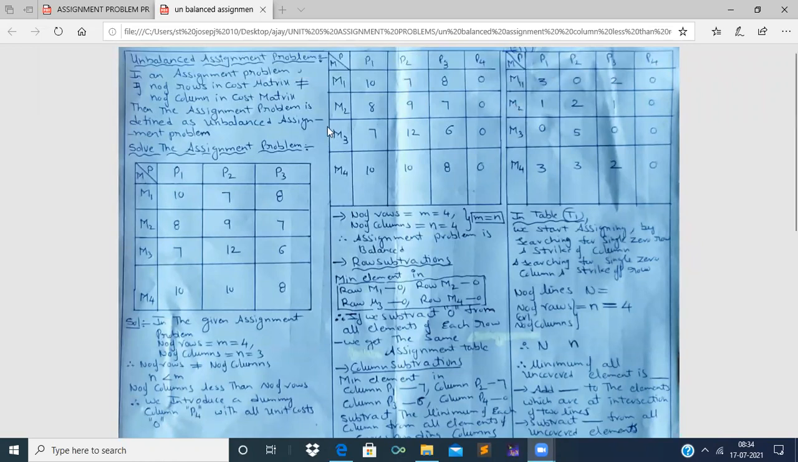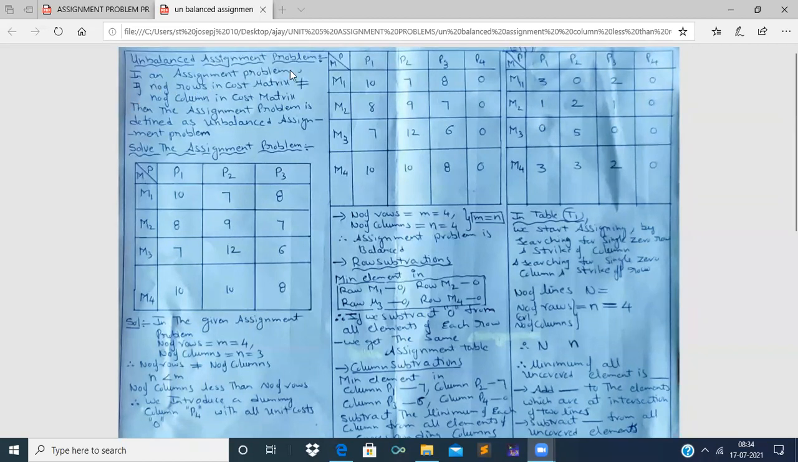Okay, children. Today let us discuss the problem which is the unbalanced assignment problem, where the number of columns is lesser than the number of rows. Let us see once again what an unbalanced assignment problem is.